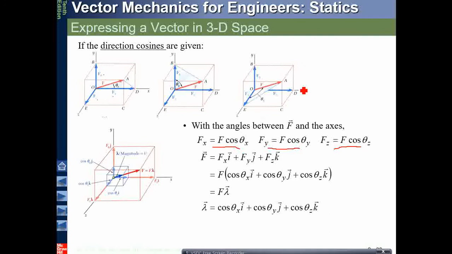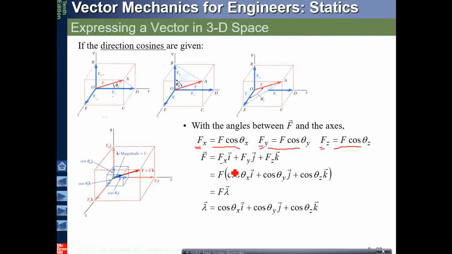When will it have these components? When it makes individual angles of theta x, theta y and theta z along the x, y and z directions. When a vector f makes an angle of theta x along fx, theta y along fy and theta z along fz, it will have f cos theta x, f cos theta y, f cos theta z. These are the three separate components of this vector f. We can add them together to obtain the overall components fx i, fy j and fz k.